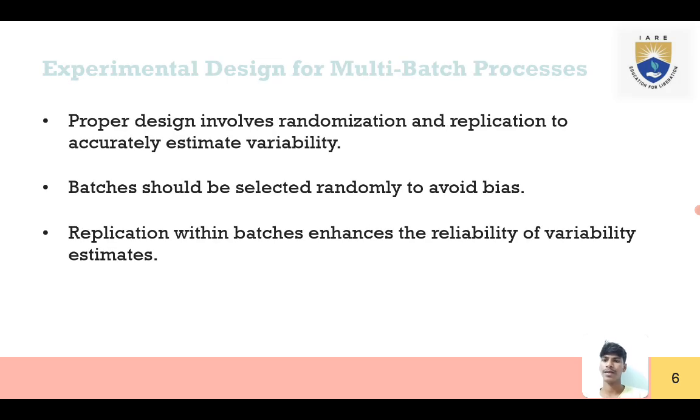Then, experimental design for multi-batch processes. Proper design involves randomization and replication to accurately estimate variability. Batches should be selected randomly to avoid bias. Replication within batches enhances the reliability of variability estimates.